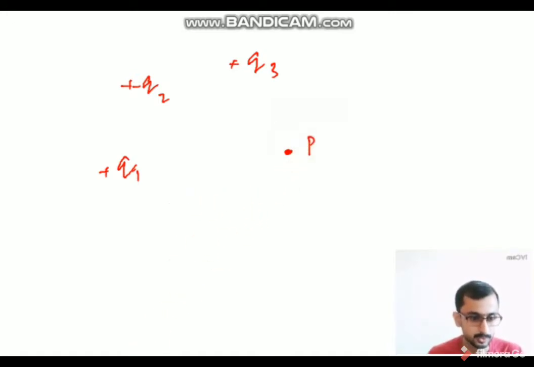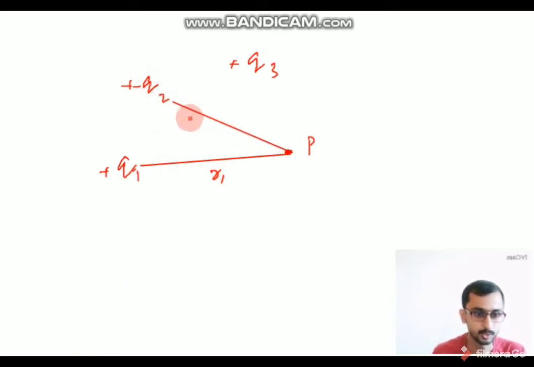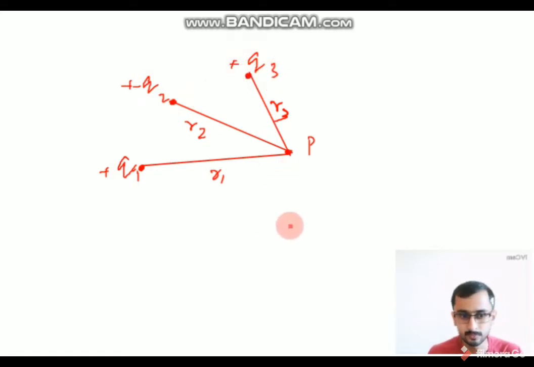Now this point P is at a certain distance r1 from charge q1, and let the distance from q2 be r2, and the distance from q3 be r3. So from q1 it is at a distance r1, from q2 at a distance r2, and from q3 at a distance r3. Due to a point charge, you know that expression, E equal to 1 by 4 pi epsilon naught q by r square, or you can write it as k q by r square, that is for a single charge.